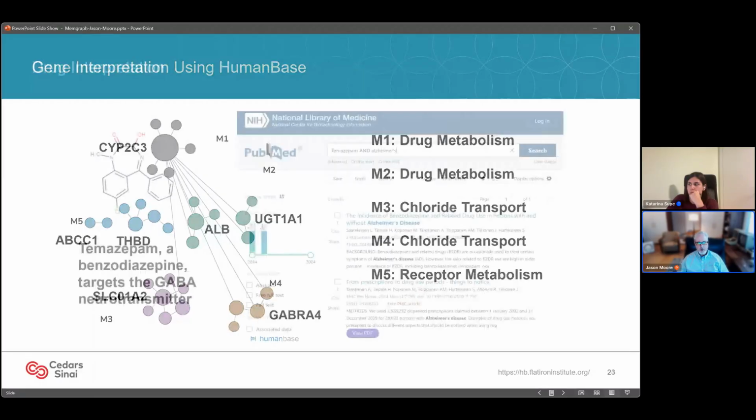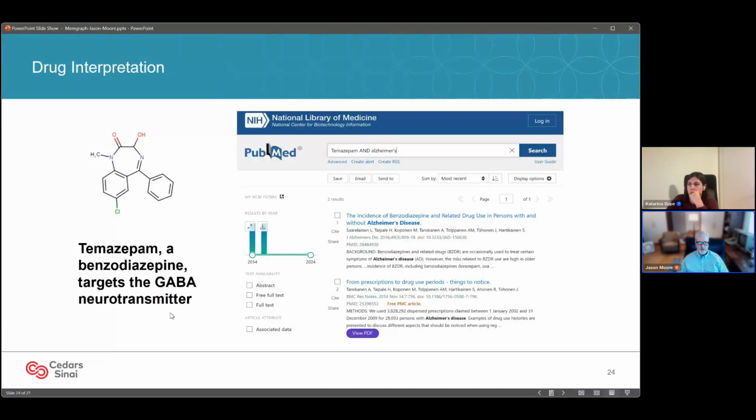Now, what was really interesting to me is that if you search on temazepam and Alzheimer's in the PubMed database of published biomedical research articles and clinical articles, you only find 2 papers. And so this is not a drug that is used to treat Alzheimer's disease, which is what I'm after. It's a drug that's used to treat Alzheimer's symptoms, or insomnia. So this makes it a more interesting result to me.